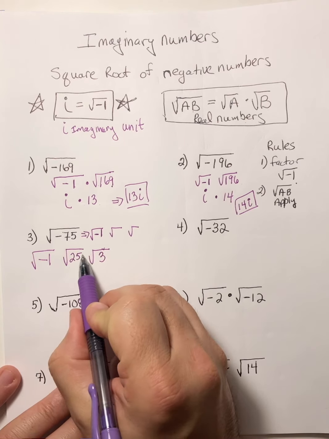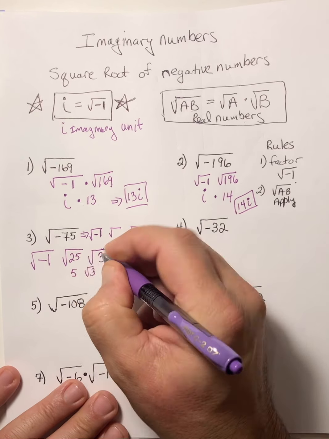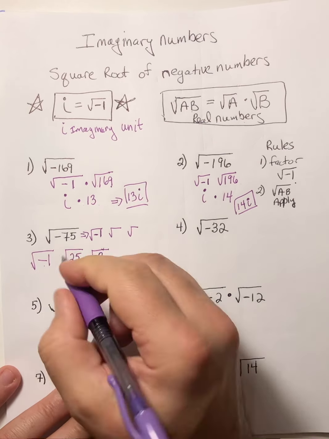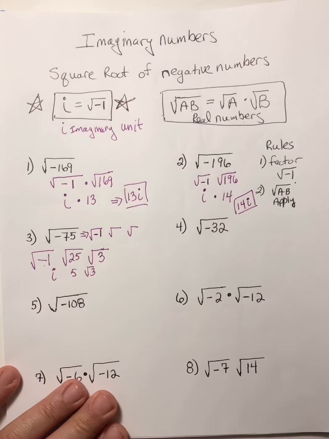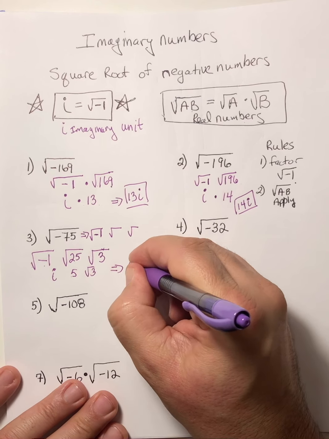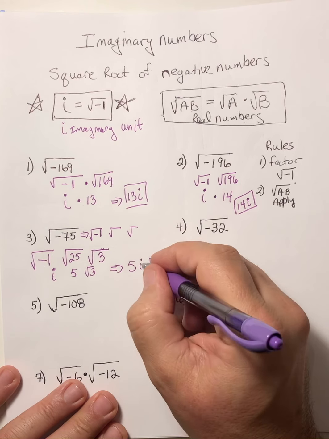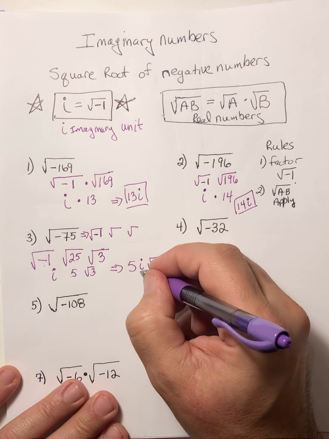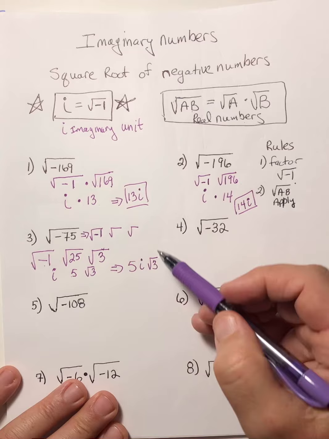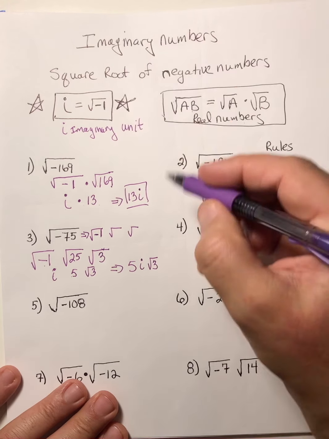So the square root of 25 is 5. We leave the radical 3 alone. And the square root of negative 1, we just call I. So we don't say I 5 radical 3, we write 5I, then the radical 3. Guys, I is just a variable. It's a special variable that has something unique attached to it. I is the square root of negative 1.